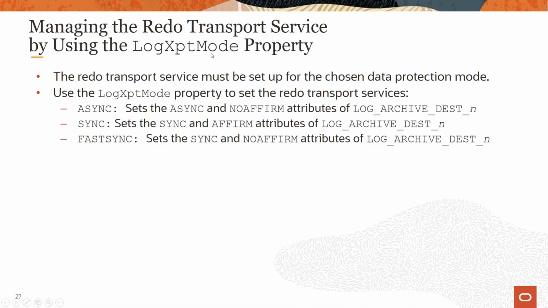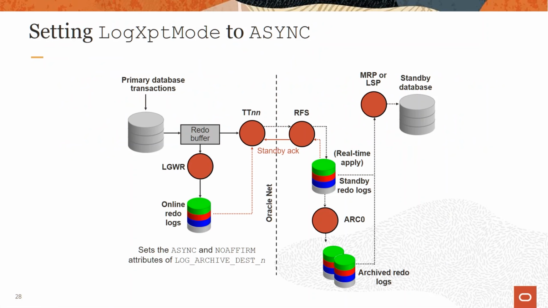So log export mode, we can actually set a log export mode to async, which is to transport redo asynchronously. And we also have a synchronous redo transport service. And also, to transport redo to far sync, we can use a far sync as well. So this is a diagram giving you the asynchronous redo transport service.